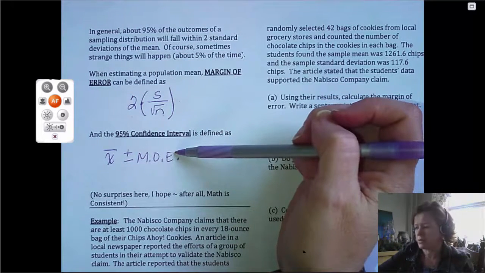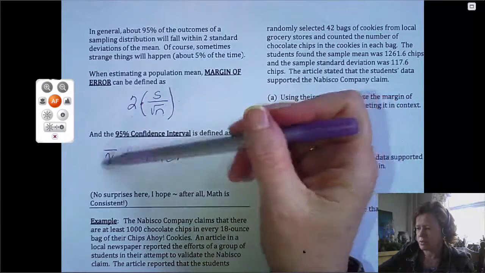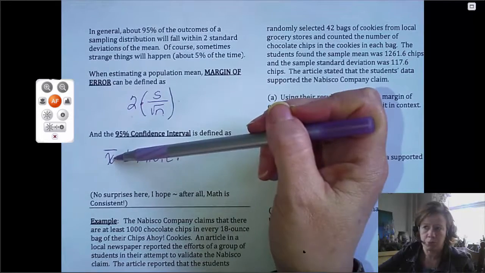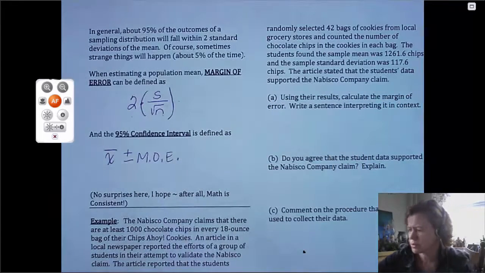It's just now with means we have a new standard deviation formula, and we use the sample mean instead of the sample proportion. So what we're going to have to do in the end is read really carefully. So no surprises here, I hope. After all, math is consistent. So let's do one last example.